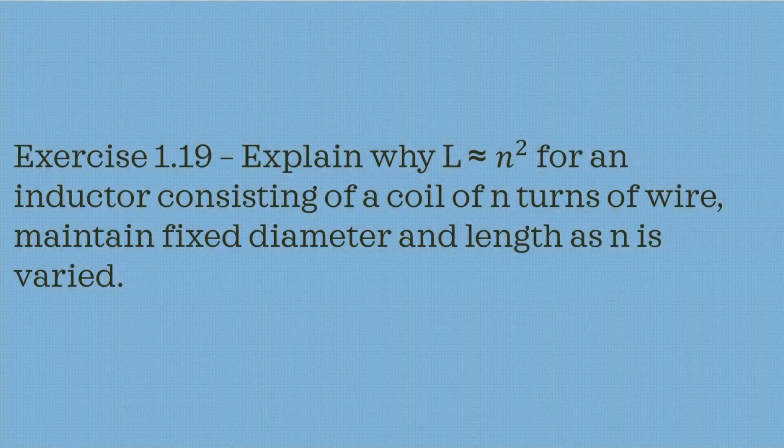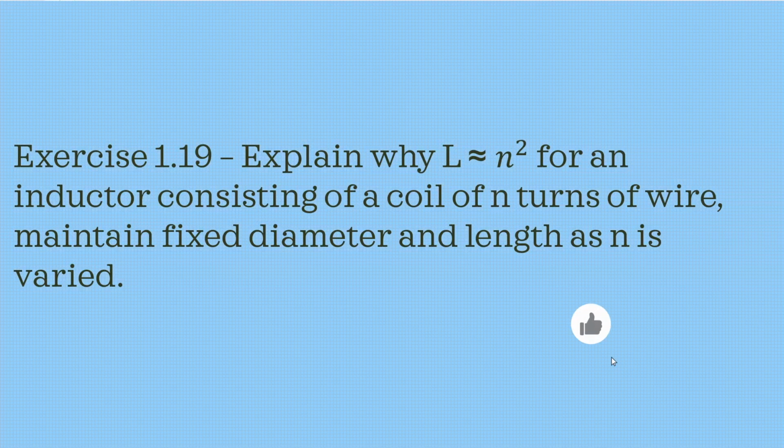For exercise 1.19, we need to explain why the inductance is proportional to the number of turns squared. It basically asks us to consider a coil of N turns of wire with a fixed diameter and length. So we'll have some constants with a fixed value of diameter and a fixed value of length. We need to vary N and show that inductance is proportional to the number of turns squared.